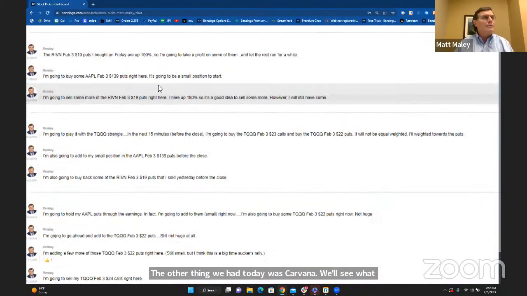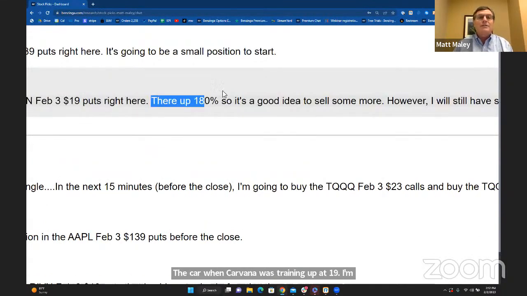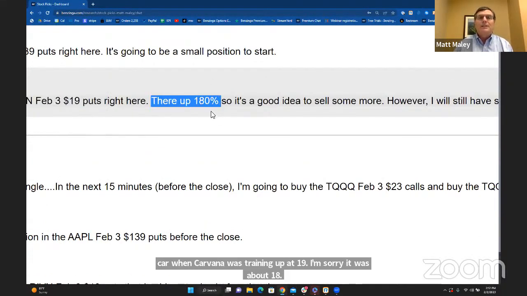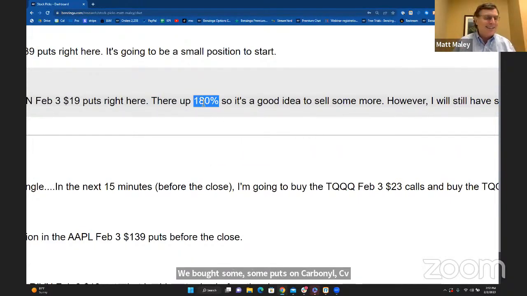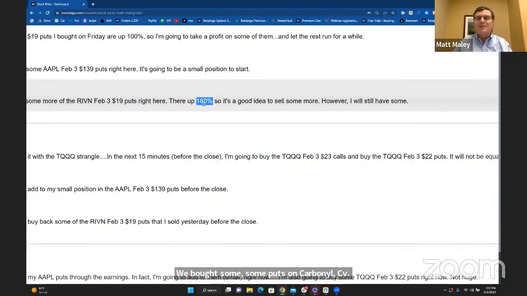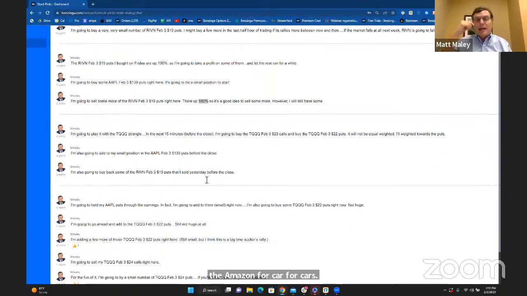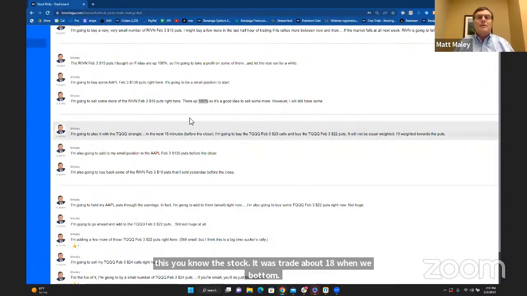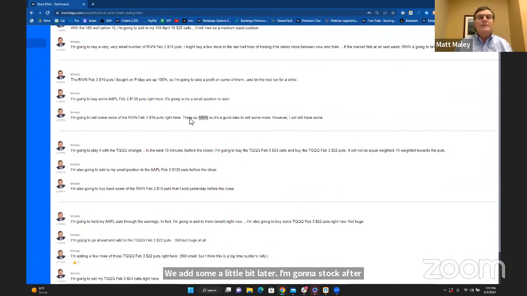But when Carvana was trading up at, I'm sorry, it was about 18, we bought some puts on Carvana, the Amazon for cars. The stock was trading about 18 when we bought them, and we added some a little bit later. After the market close today, the stock was trading below $13. We're going to make some nice money on those.